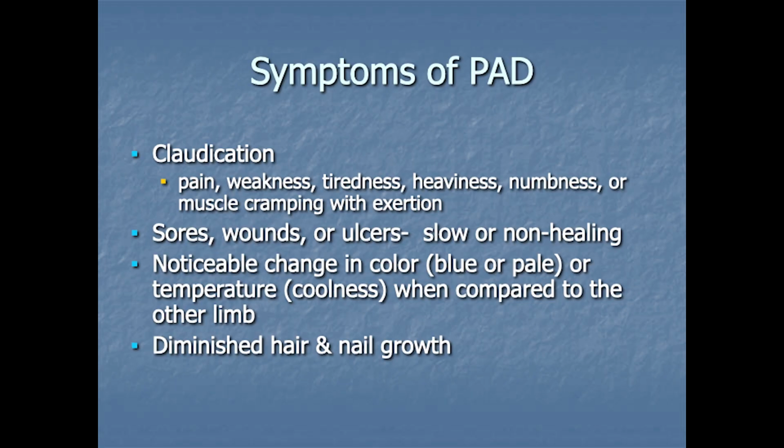You can get noticeable changes in color, temperature, compared to the other limb. The hair on your feet and toes is gone, or your lower leg, and your toenails don't grow so well. So that's classic progression of vascular disease.